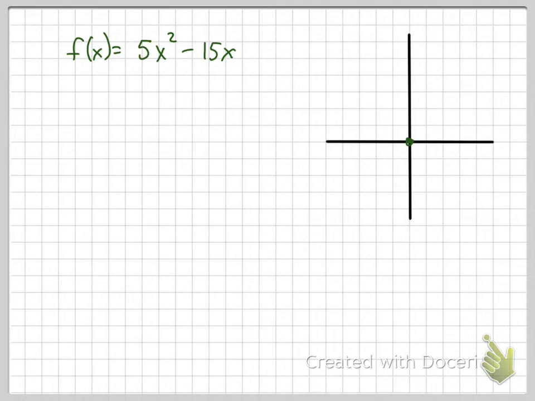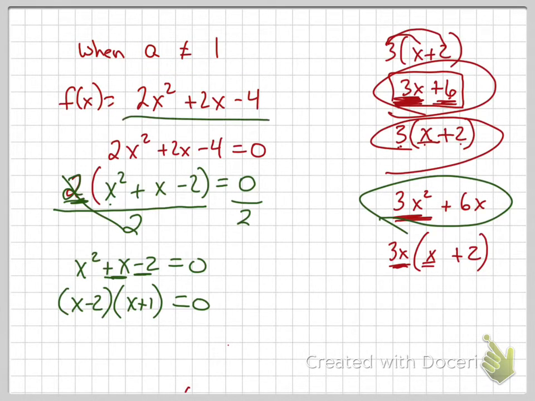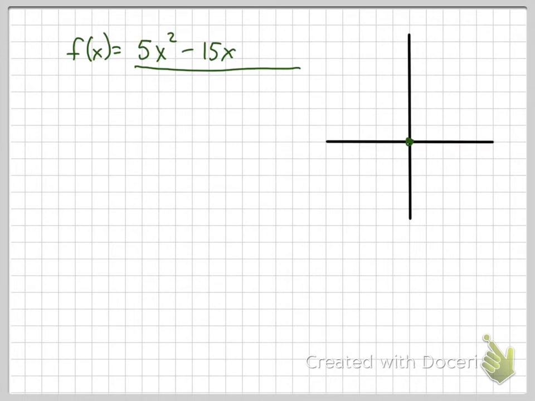Now, let's prove this. You notice how it's not a trinomial? All of these that I gave you were trinomials, and we know how to factor at least some trinomials, right? This is not a trinomial. How do I factor this? You do the distributive property backwards. You still factor it. It's just a different factoring technique.